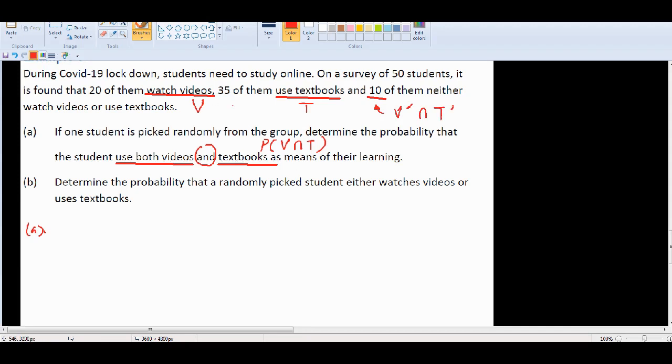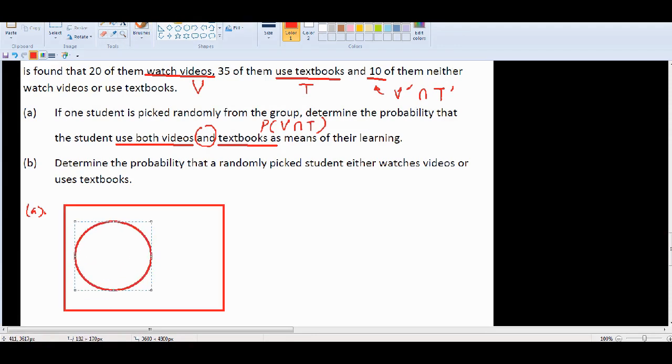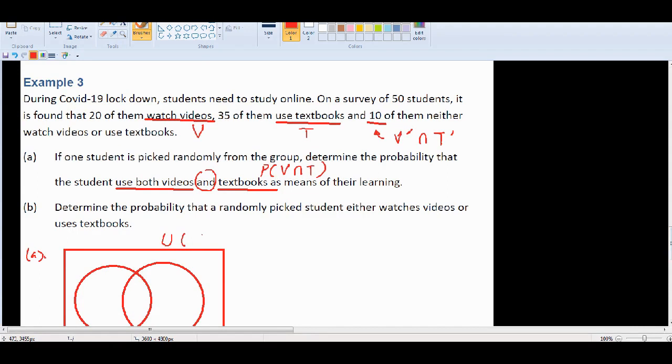So you've got video 20, textbook 35, and a total of 50. It's difficult to just see how many are in the intersection of V and T, so you had better draw a Venn diagram. Here is the Venn diagram we're going to draw. The size of the circle doesn't matter. It's called the universal set, not union. The total number of students is 50.